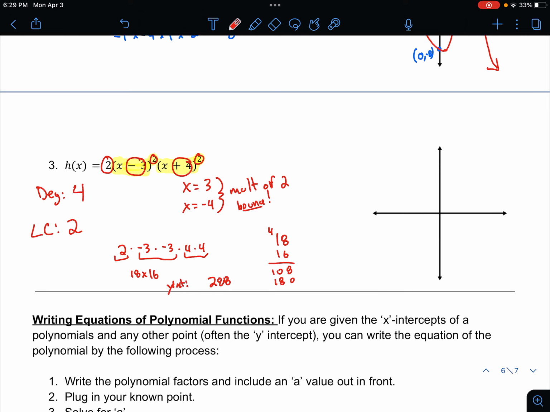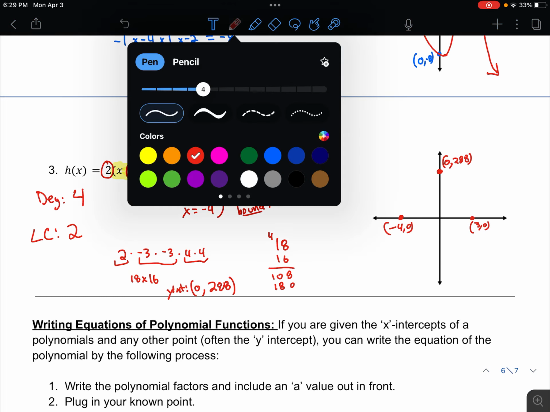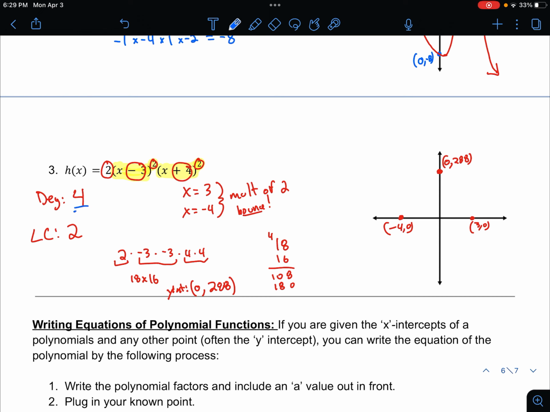So our y-intercept is going to be at 0, 288. All right, our graph's going to have some weird scale to make this fit. But here we go, 0, 288. Plot my x-intercept, so x equals 3. We're going to plot x equals -4. I kind of forgot to do this earlier, but because we have a degree 4 that's even and a leading coefficient of 2, I'm going to look something like this. That's going to be what my end behavior is.